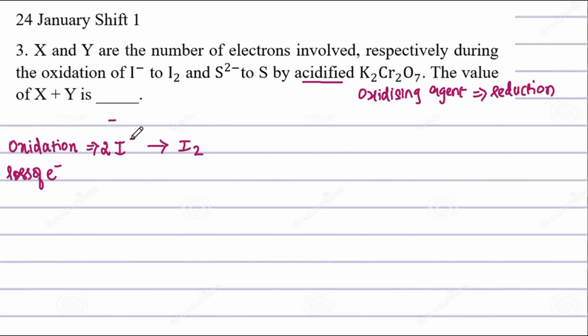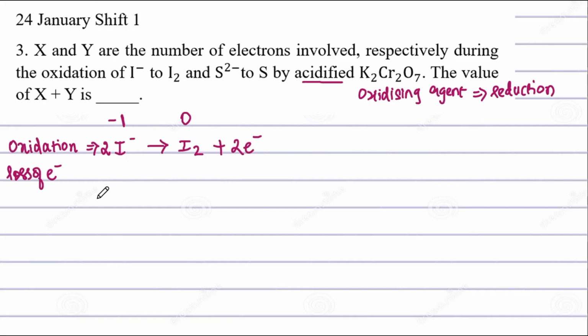Oxidation number of I minus, charge is -1. So the oxidation state is -1. Oxidation state of I2 is the elemental form, so it is 0. So what is the difference? The difference is 1. So 1 electron is lost. But how many atoms are there? 2 atoms are there. So for both the iodine atoms, 1 electron into 2, so 2 electrons are lost in total. So always remember that oxidation is loss of electron, so you have to write that in the product side. So it is 2 electrons.